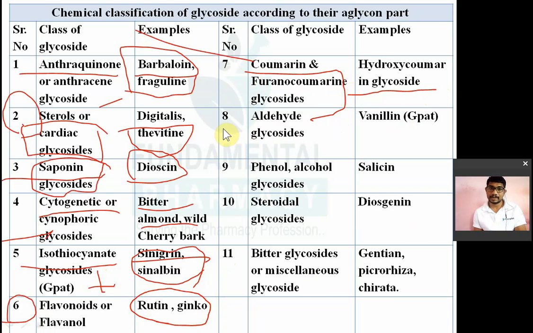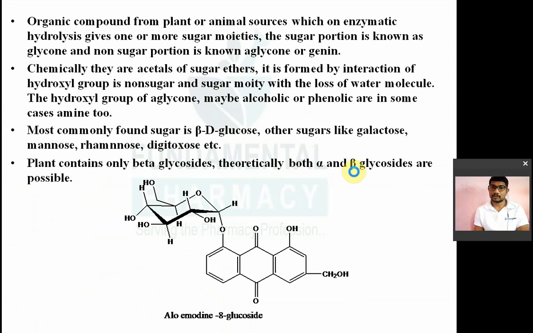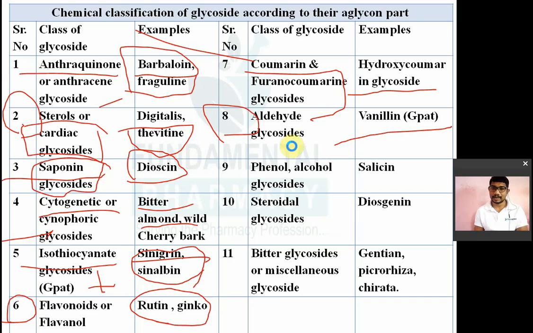Next is aldehyde glycosides. An example is vanillin. Vanillin consists of an aldehyde glycoside. This was again a question in GPAT or various kinds of exams. Important: remember aldehyde, and also remember isothiocyanate, cyanogenetic glycoside, flavonoid, etc.